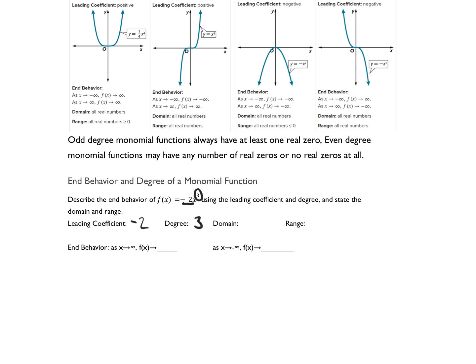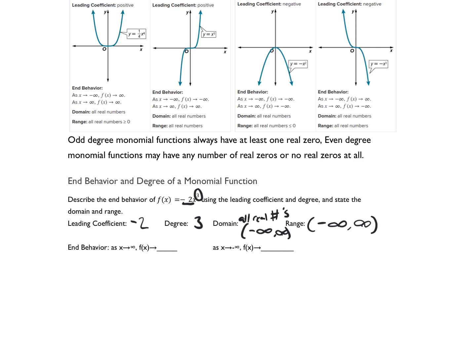The domain for all monomial functions is the same. It's all real numbers. So you could say all real numbers, or you could say from negative infinity to positive infinity. And our range, since our degree is odd, our range is also going to be negative infinity to positive infinity.